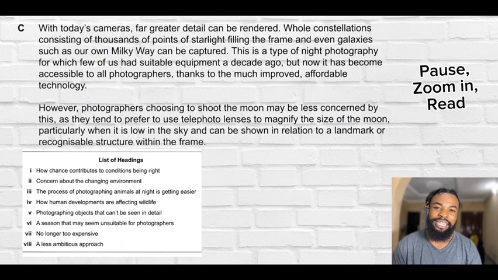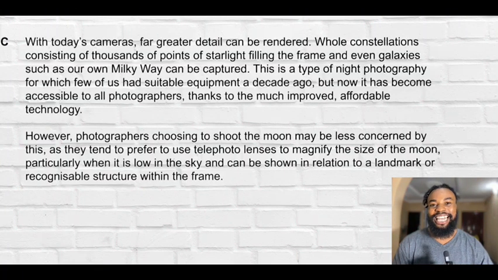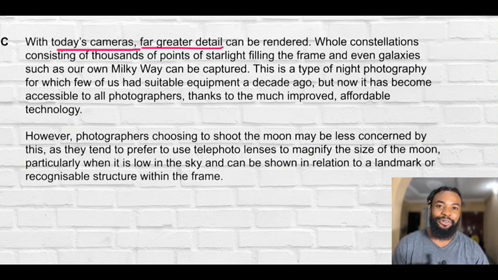Now we move to section C. Once again, read the section first and try to see if you can choose the right heading before I do so. So you can pause the video now. Okay, so the focus in section C is on cameras today. Section C emphasizes the fact that there are cameras that can be used to capture really fine details of constellations and the night sky. And the really important thing in section C for us is the fact that this technology, this improved camera, is now affordable.